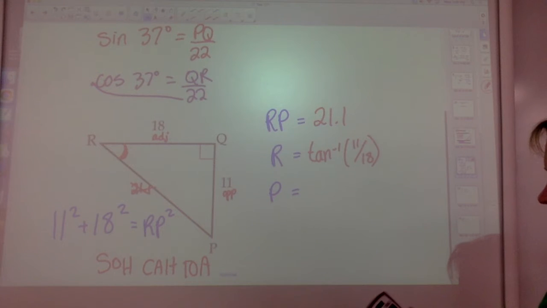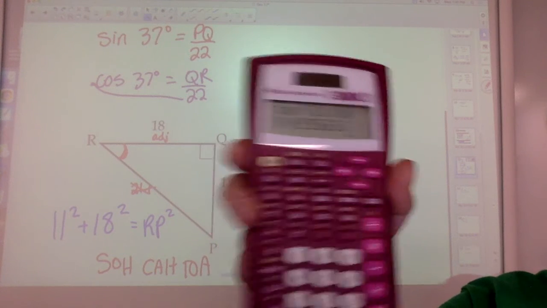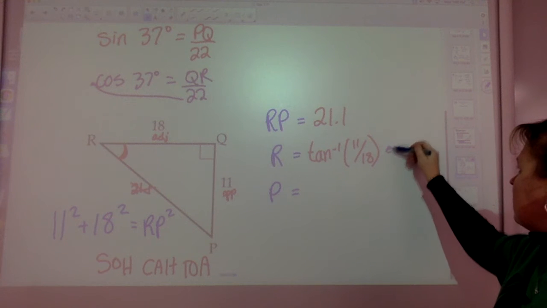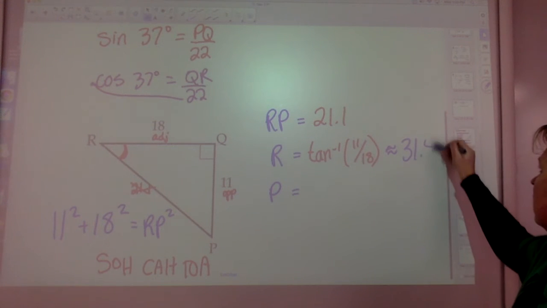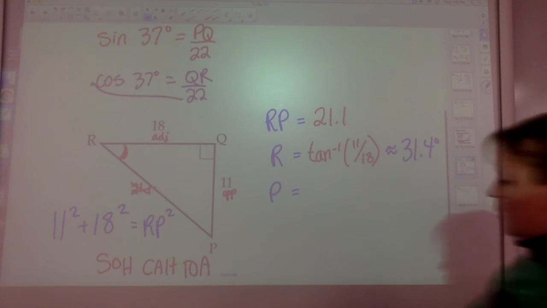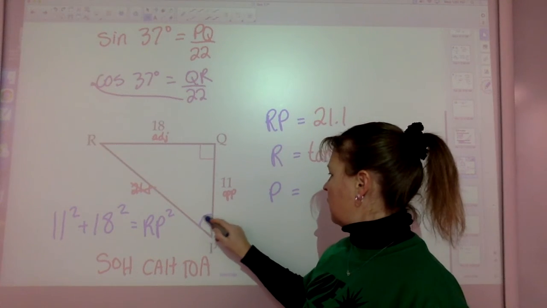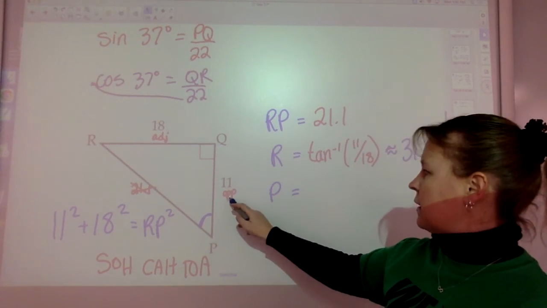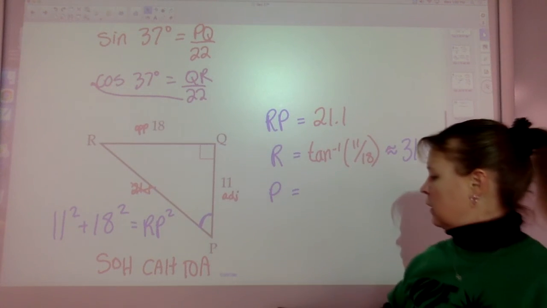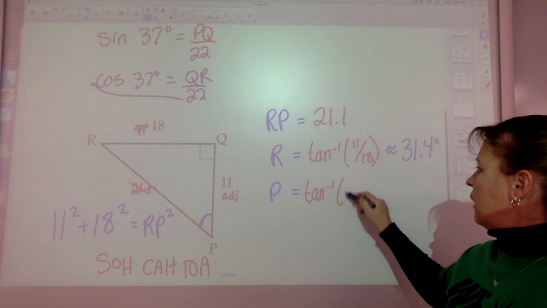Reminder, we will call it the inverse tangent, not the tan negative 1. 31.4 degrees. Approximately, it's not exact, 31.4 degrees. We need to find angle P. We're switching it. This is no longer our angle marking. Our angle is now down here, angle P, which means this isn't opposite anymore. This is opposite, and this is adjacent. So when looking for angle P, we're going to take the inverse tangent of 18 over 11.